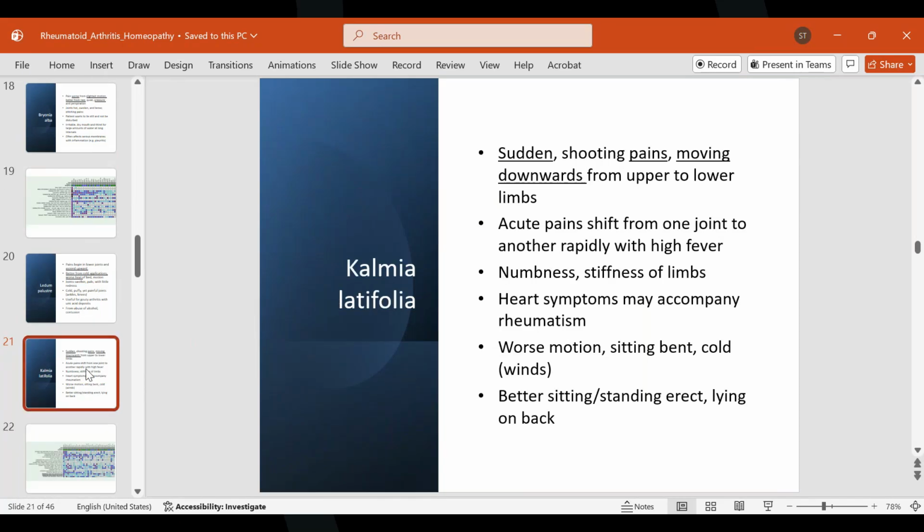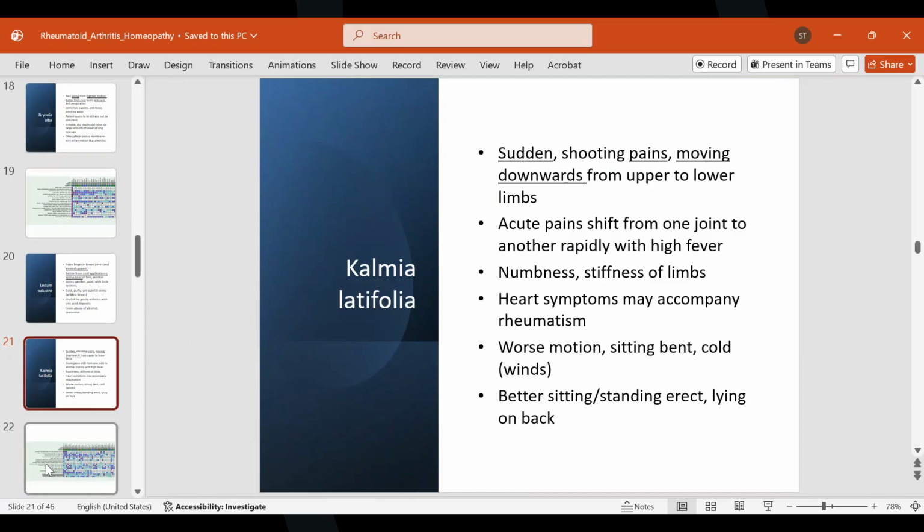Kalmia. This is a remedy I haven't used so often, but it's one to think of, especially if you have the heart involved. So you get sudden shooting pains moving downwards, upper to lower, so the opposite of Ledum. And they're wandering, numb, stiff, and then heart symptoms with the rheumatism. Worse motion, sitting bent, cold winds. Better sitting and standing erect, lying on the back.